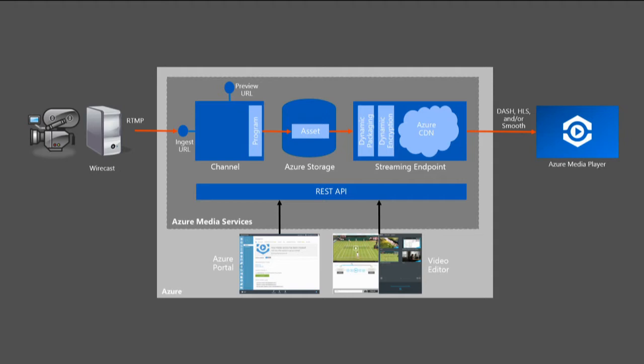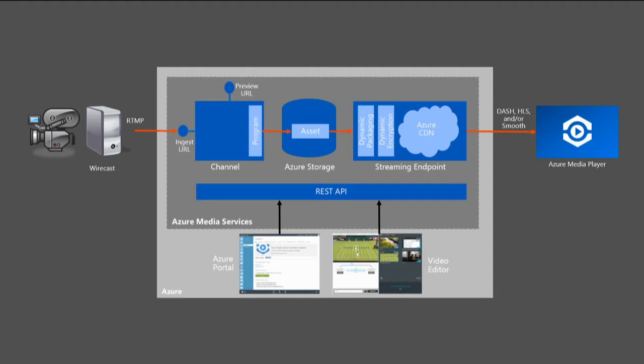And then over here on the right-hand side, we have a streaming endpoint. Within the streaming endpoint, that's where we do all the dynamic packaging and encryption that I'll talk about in a second. It's also where you can configure CDN services. And then lastly, we have our Azure Media Player that you can use to set up a viewing experience for that live stream.